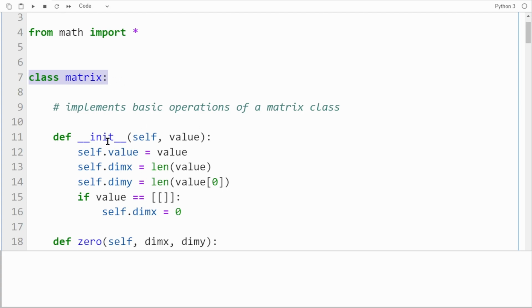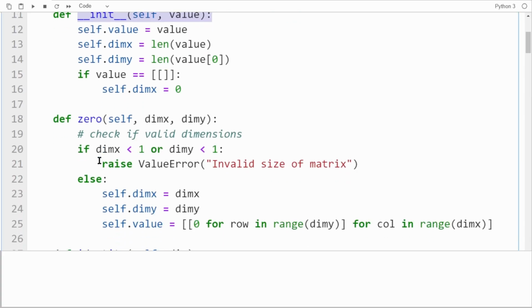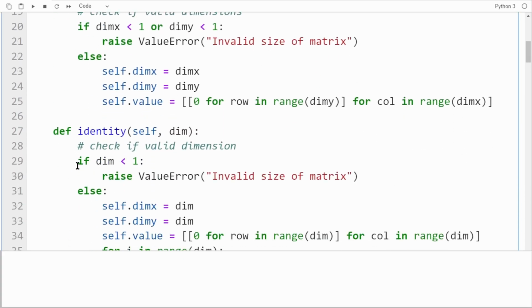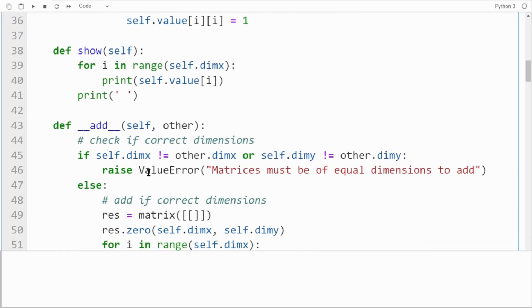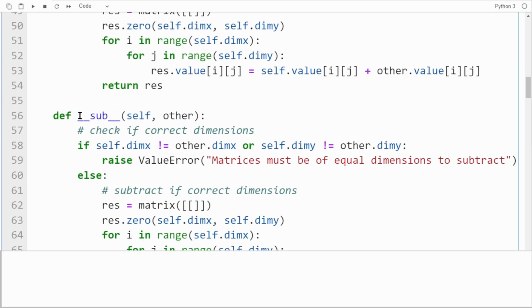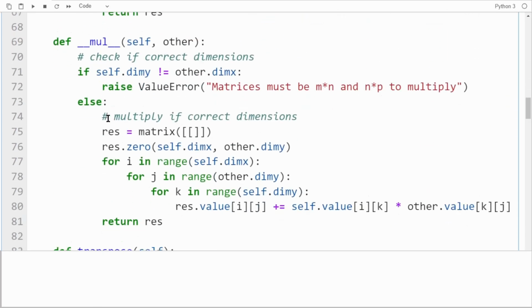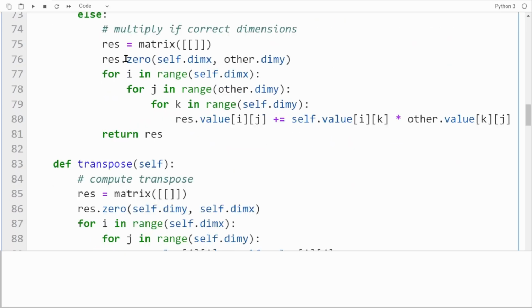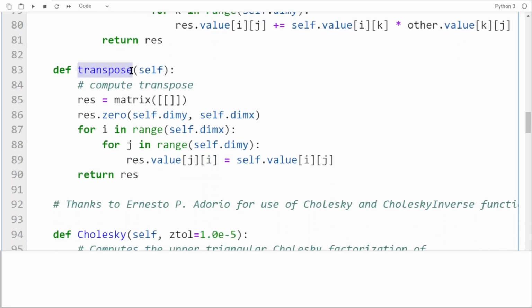It has a function that initializes matrices. I'll show you an example in a second. It can set them down to 0. It can compute an identity matrix. It can print out a matrix with show. And it overloads operators like addition, subtraction, multiplication, and even computes the transpose of a matrix.